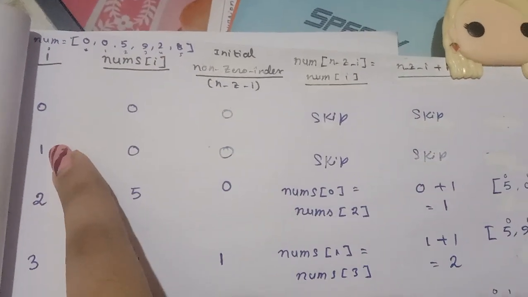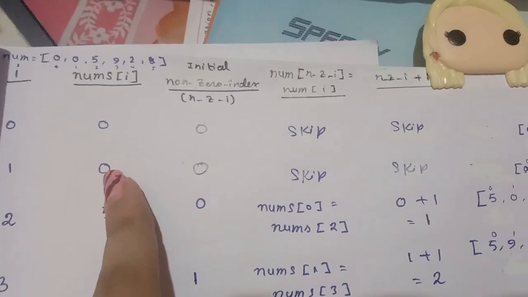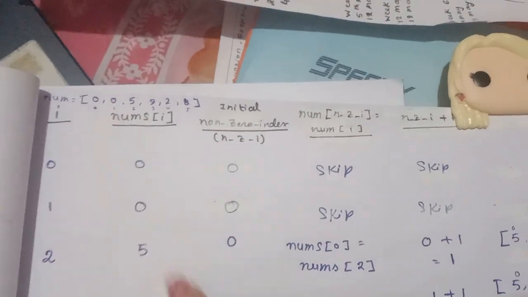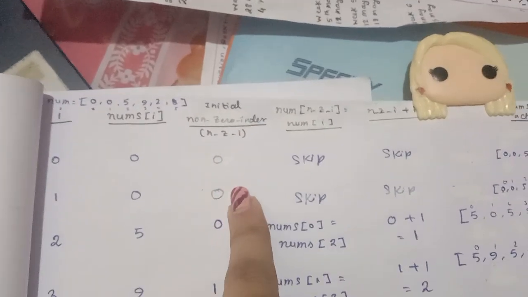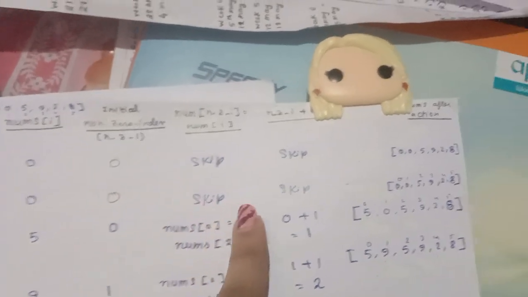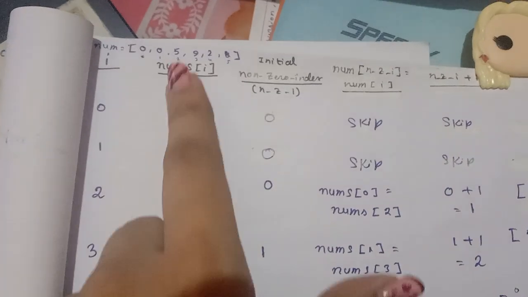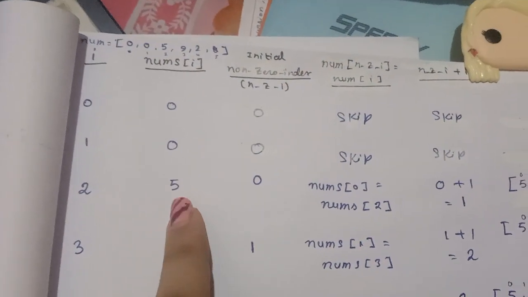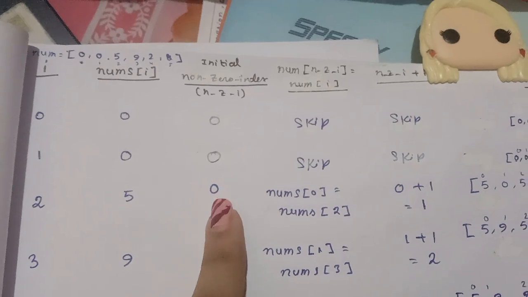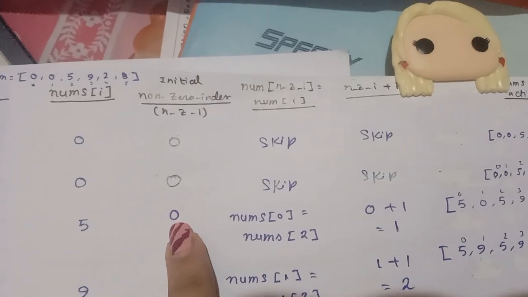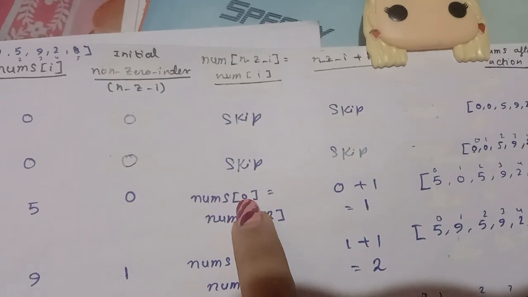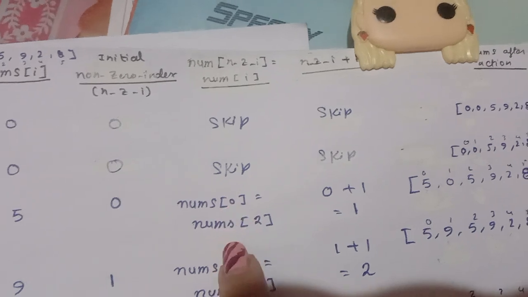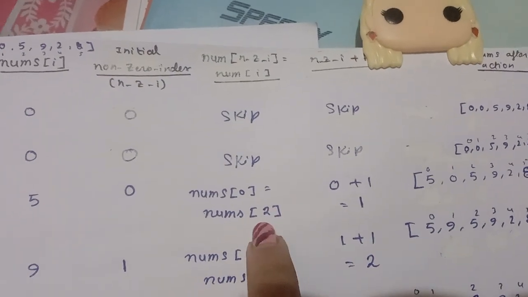Then at i equal to 1, the element is again 0, and the non-zero index is still 0 because we didn't change anything, so there is no change here. But now see, at the second index we know there is a non-zero element. Till now there was no change, because initially the value was already 0. But here, as per the logic we have created, nums[non-zero index] is assigned nums[i].